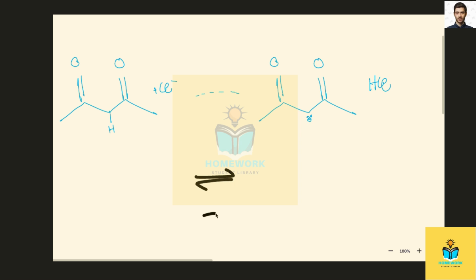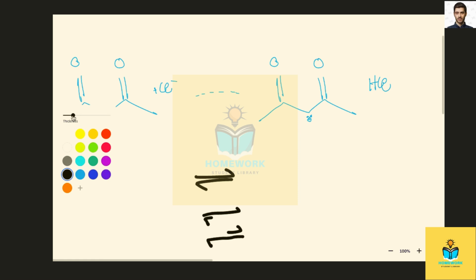Equal, favors the right, or favors the left. Okay. How do we determine this? Well, we just compare the pKa's, right?